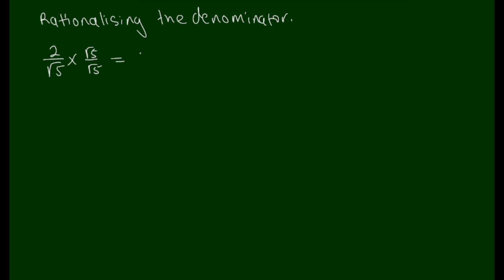And then what we get is 2 root 5 over square root of 5 times square root of 5. We talked about this. So this gives you 5. You see that? So now the denominator has been rationalized.